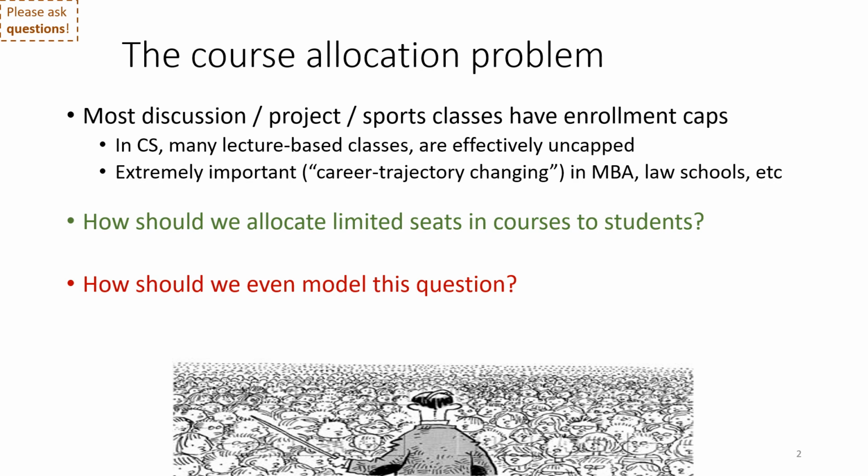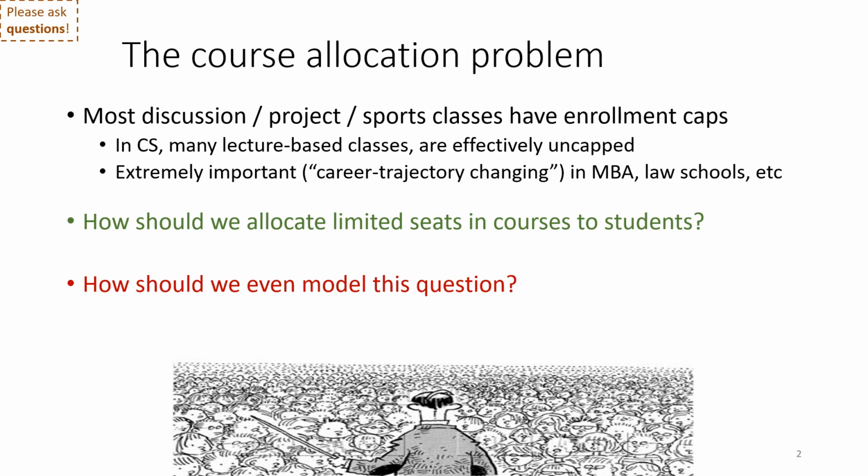In this paper, we focus on the course allocation problem, which is the problem of allocating course seats among students in places such as universities. Though in computer science, many classes are basically uncapped since they are lecture-based. Yet, most discussion, project, or sports classes have enrollment caps. And in some scenarios, such as MBA programs or law schools, the allocation could even be career trajectory changing for students. So, given that the seats are limited, how should one allocate them to students?